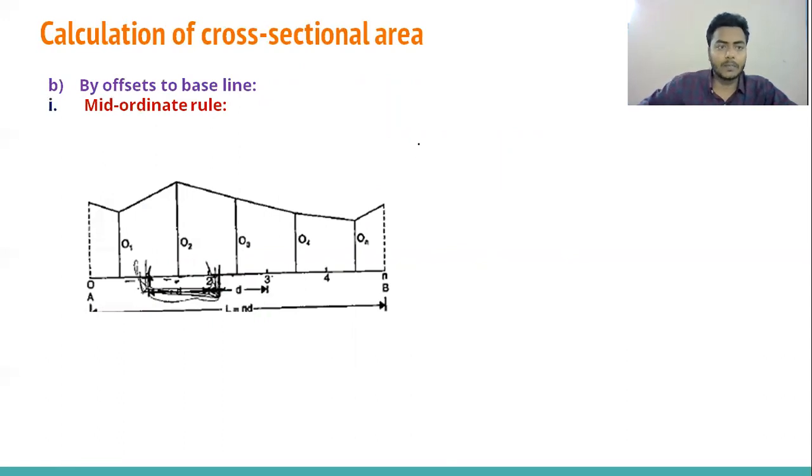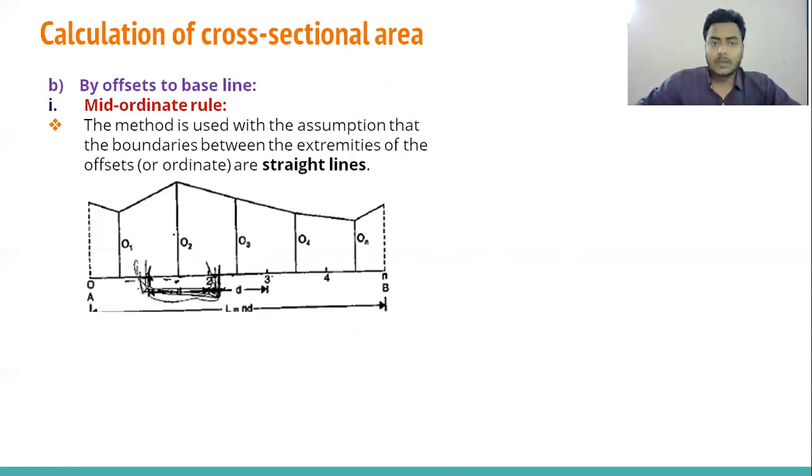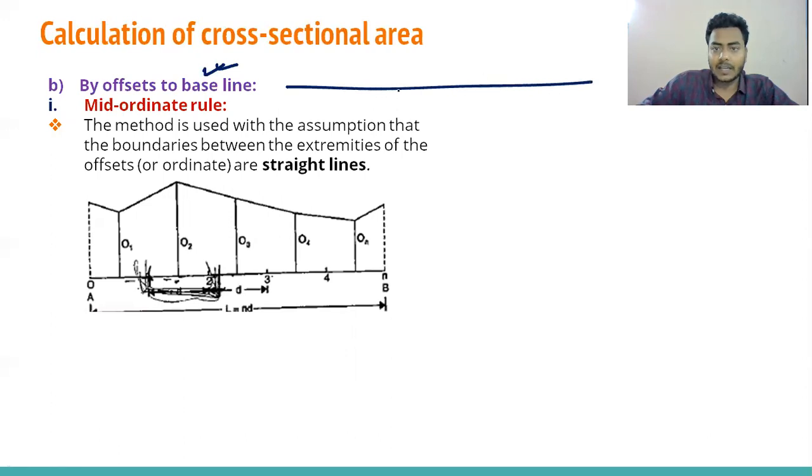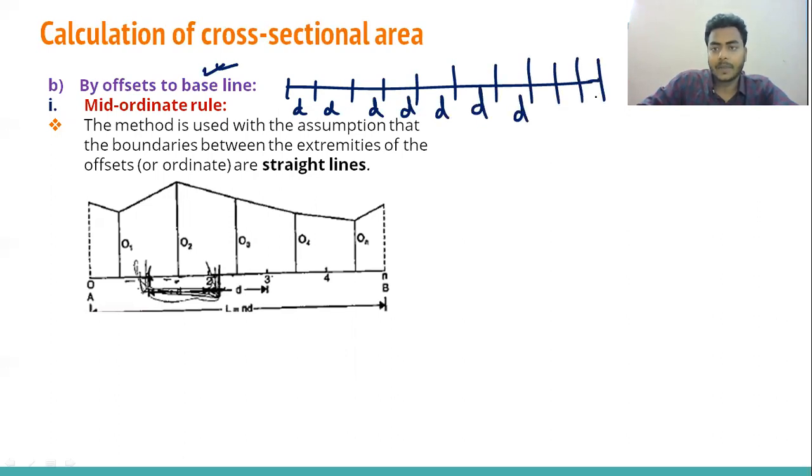Now, the second method, that is by offset to baseline. So by using this method, what is the baseline? The longest survey line is called the baseline. So in this method, we take the offsets or ordinates at regular intervals on the baseline. Suppose this is the baseline, so we divide the baseline into a number of regular intervals, like this interval is d. So we divide like d, d, d, d, and we take the ordinates, and we can give them names like O1, O2, whatever.